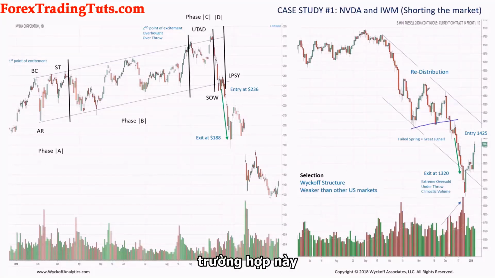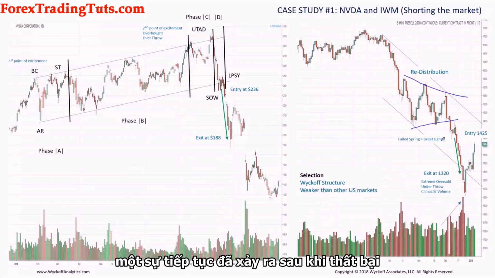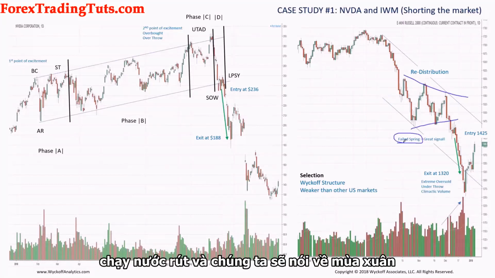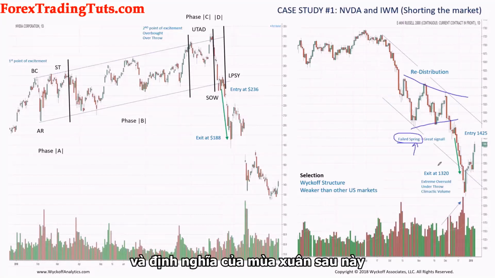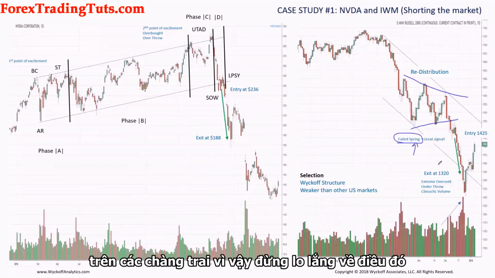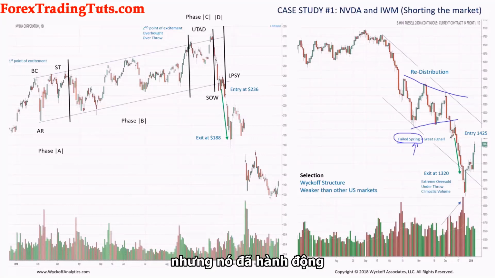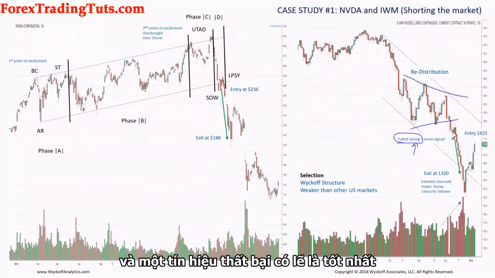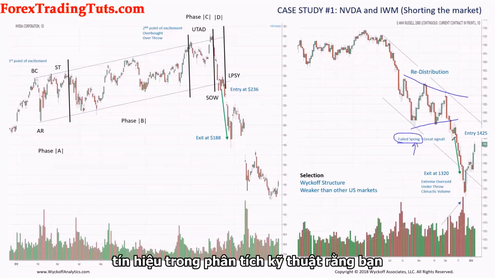But in this case, a continuation happened after a failed sprint. And we'll talk about the sprint and the definition of the sprint later on, guys, so don't worry about that. But it acted as a failed signal. And a failed signal is probably the best signal in technical analysis that you could find.